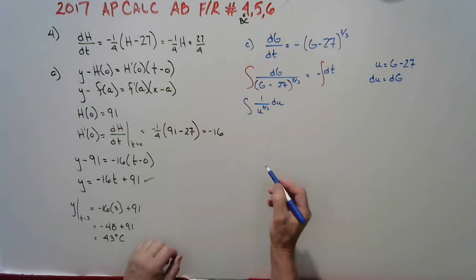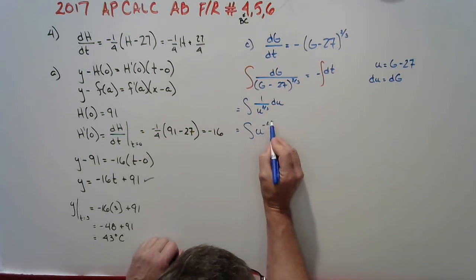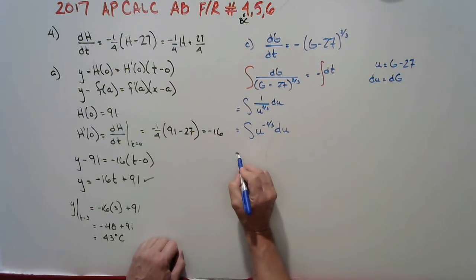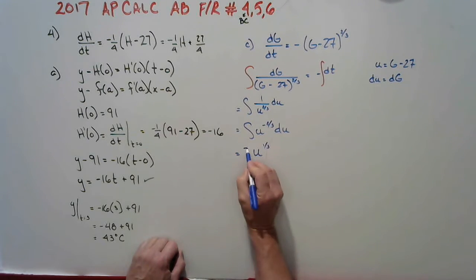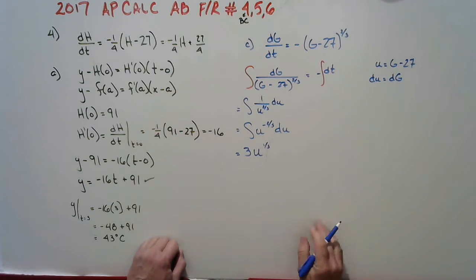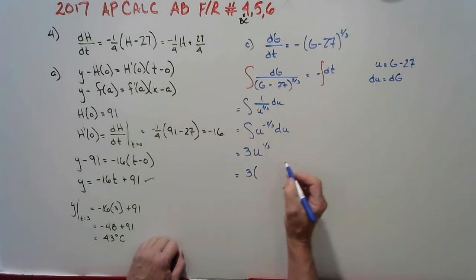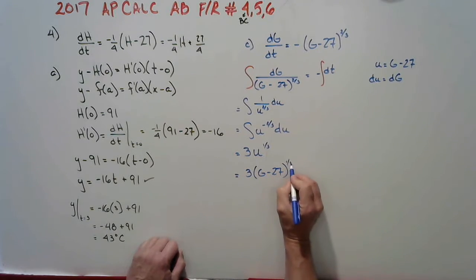When I integrate that, that's u to the minus 2/3 du. I add 1 and divide. So I add 1, that gets me u to the 1/3. I divide by 1/3, that gets me a 3. And look what we end up with. We end up with 3 times, our u is g minus 27 to the 1/3.